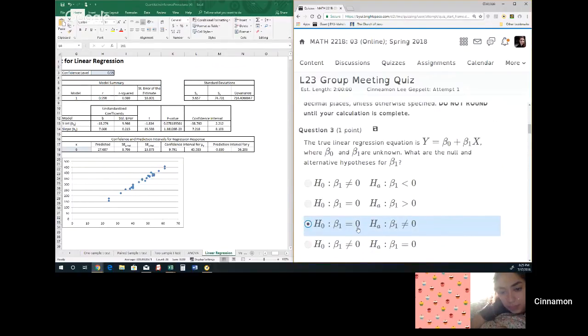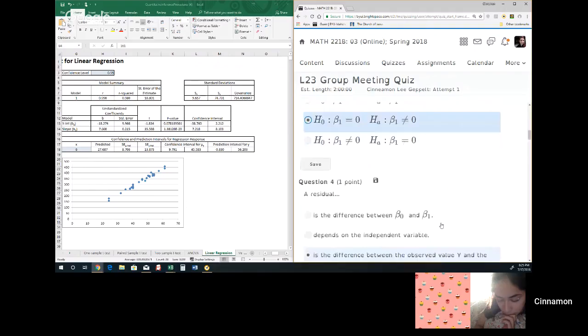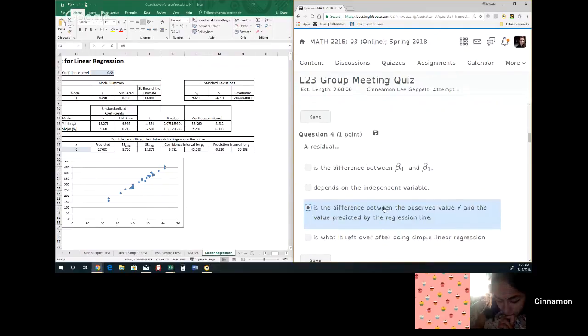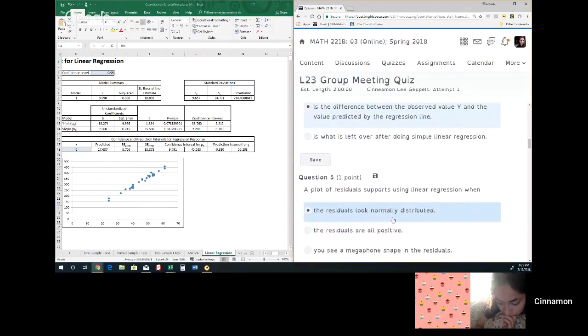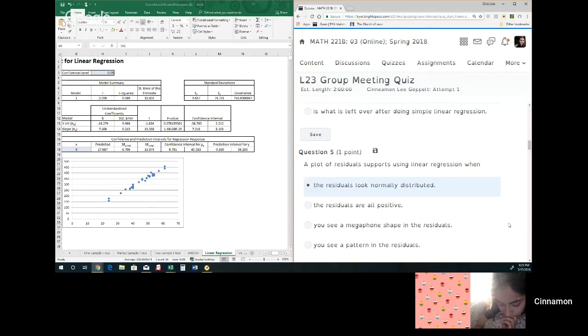We said B1 is equal to 0, and the alternative would be not equal to 0. Okay. And then number 4, we chose the third one, the difference between the y value and the predicted value. Number 5, the plot of residuals supports using linear regression when, and we said residuals look normally distributed based on rule number 2, I think. I don't know, I have no idea. That was my guess.